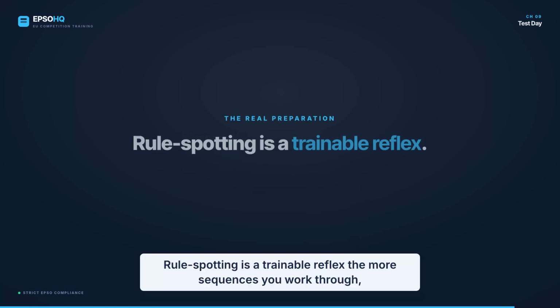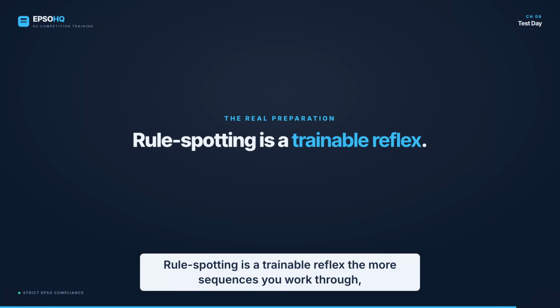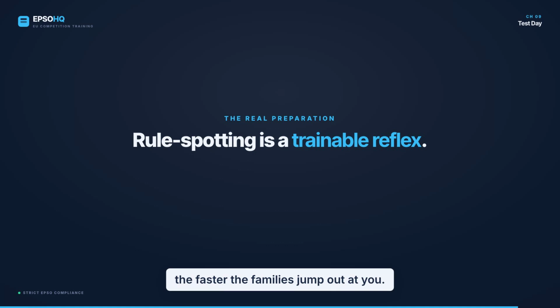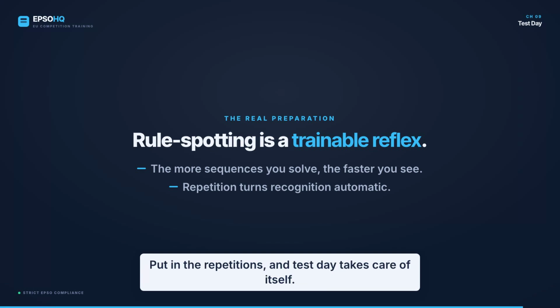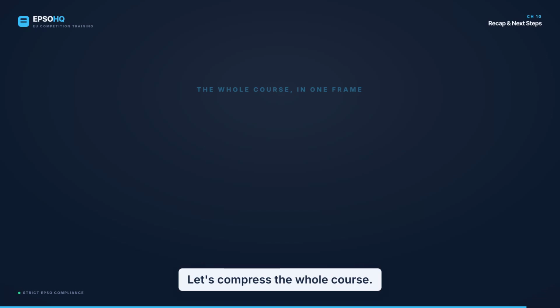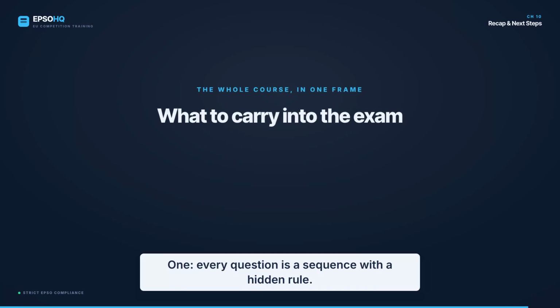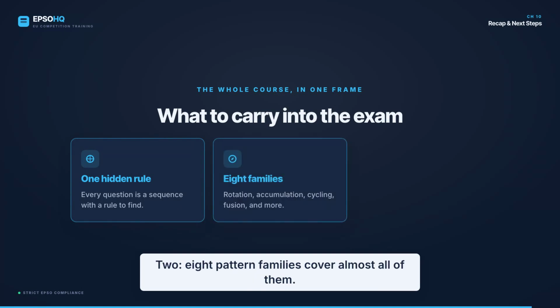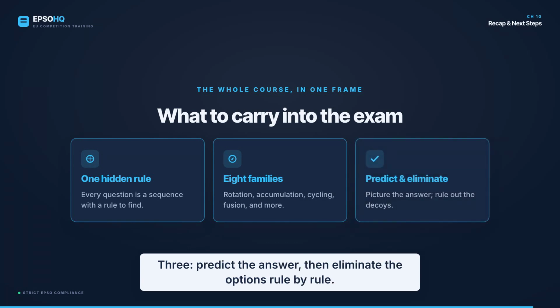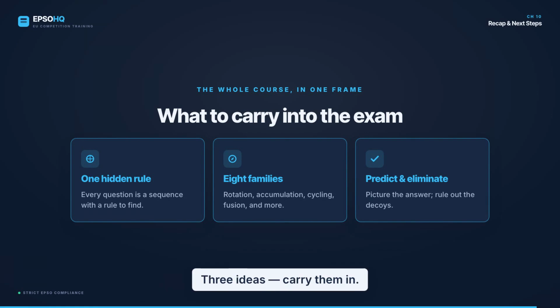Above all, practice. Rule spotting is a trainable reflex. The more sequences you work through, the faster the families jump out at you. A candidate who has seen 100 rotations sees the next one instantly. Put in the repetitions, and test day takes care of itself. Let's compress the whole course. One: every question is a sequence with a hidden rule. Two: eight pattern families cover almost all of them. Three: predict the answer, then eliminate the options rule by rule. Three ideas. Carry them in.